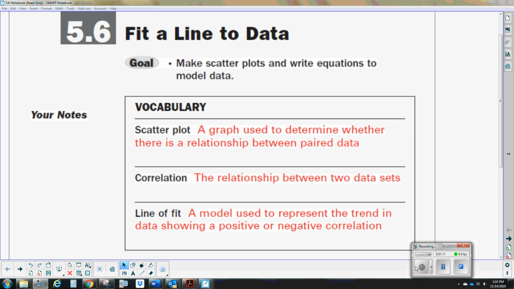And then lastly, the line of fit. And the line of fit is a model that we're going to use to represent the trend of the data. So it could have a positive slope or it could have a negative slope, just depending on the correlation of our data sets.